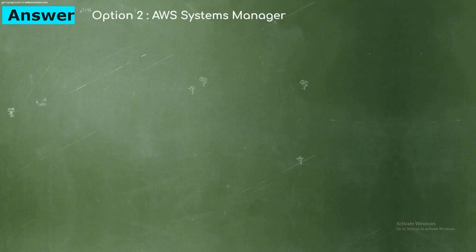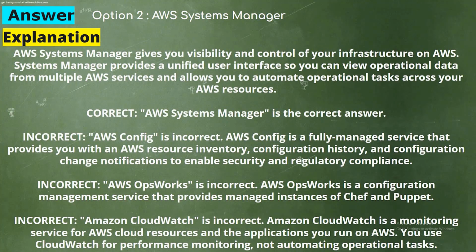AWS Systems Manager. Explanation. AWS Systems Manager gives you visibility and control of your infrastructure on AWS. Systems Manager provides a unified user interface so you can view operational data from multiple AWS services and allows you to automate operational tasks across your AWS resources. Correct. AWS Systems Manager is the correct answer.